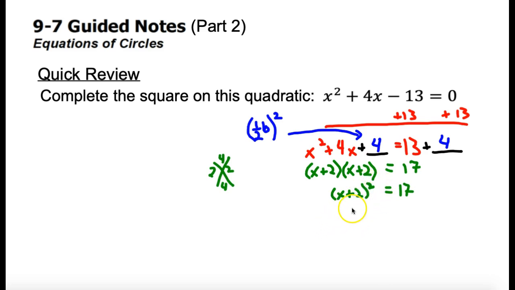Now, if we wanted to solve this equation for x, we could take the square root of both sides and go from there to get x by itself. But for our purposes today, we're going to stop here. So we are going to use completing the square in our equations of circles.